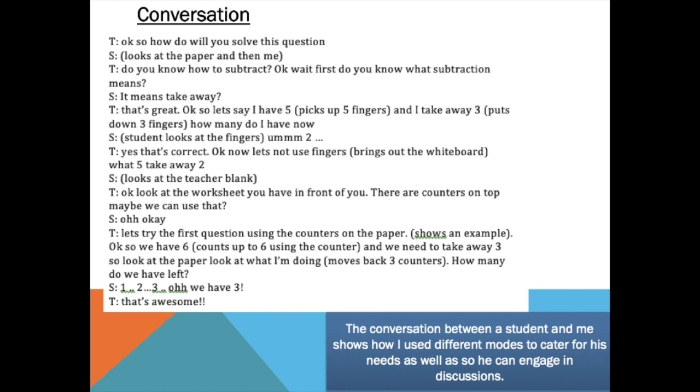Conversation. The conversation between a student and me shows how I use different modes to cater for his needs so he can engage in discussions. This student never spoke because he did not know how to solve questions. Having a conversation with him made me understand that he does understand, but he just requires something hands-on to assist him. Using different modes in mathematics has assisted different types of learners, allowing them to participate in engaging lessons.